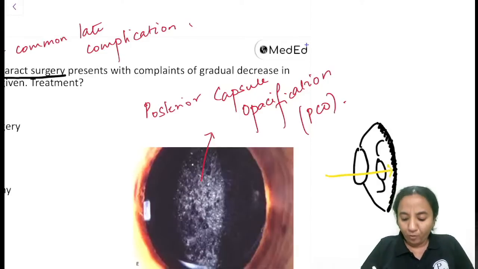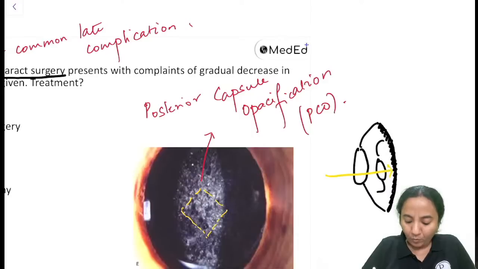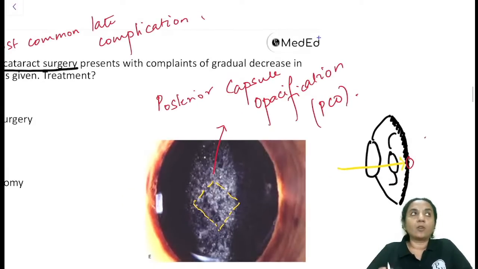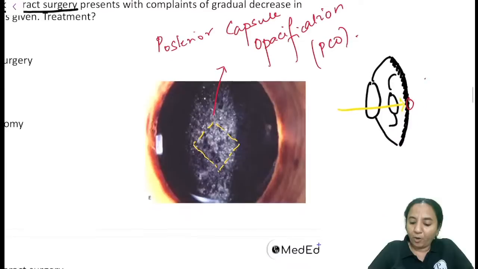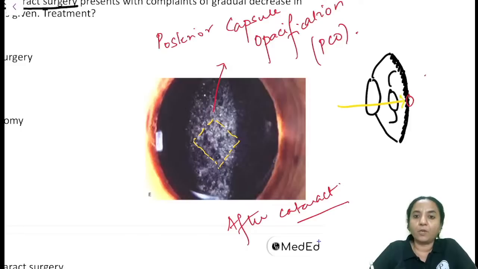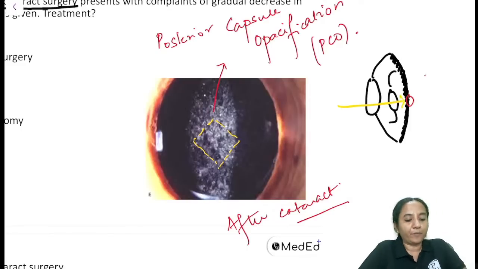So what do I have to do? I have to create a cruciate opening at the center of the posterior capsule with the help of laser. If I create an opening here at the center of the posterior capsule, it will allow the light to pass. So the diagnosis is PCO. The old name for PCO was after cataract. Now it's not called after cataract anymore. Now it's called PCO. But previously it was called after cataract.